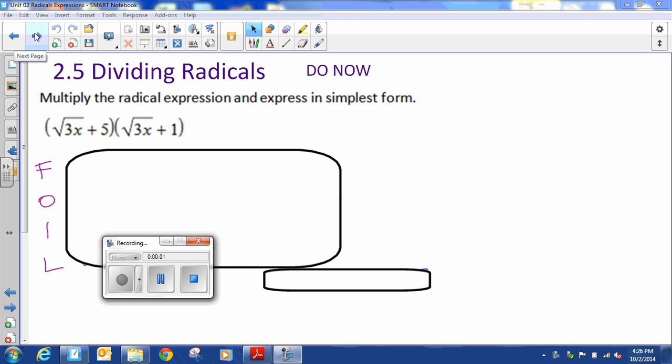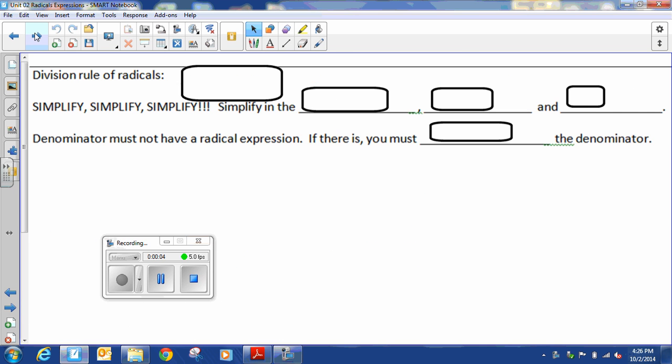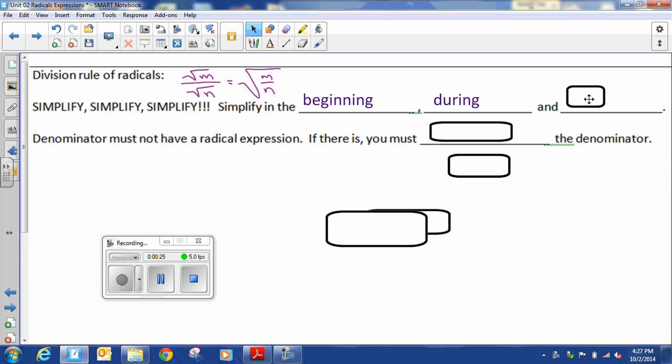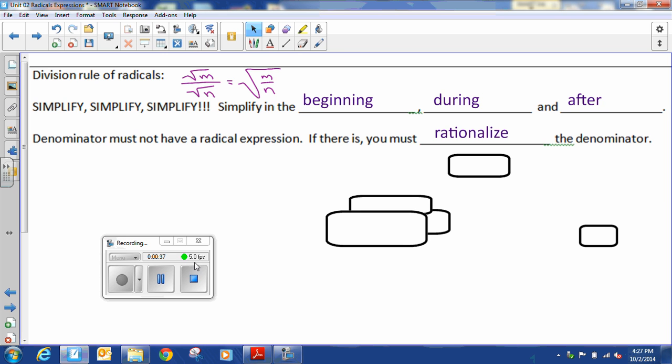Lesson 2.5, dividing radicals. Okay, so the division rule of radicals states that the quotient of two radicals can be rewritten as the radical of the quotient. You must simplify at the beginning, during, and after the division. And here's the big one: the denominator must not have a radical expression for it to be in simplest form. If there is, you must rationalize the denominator.